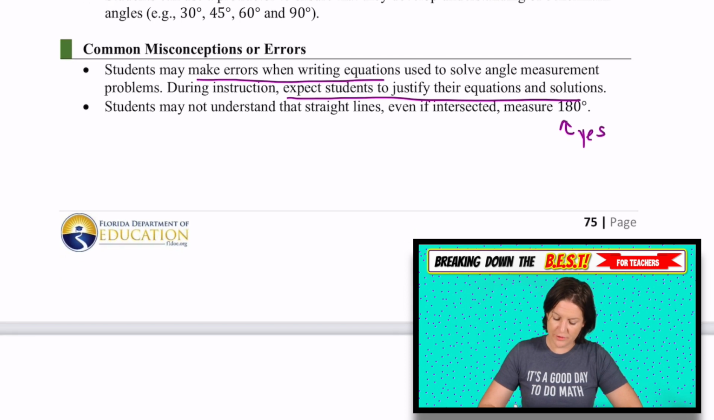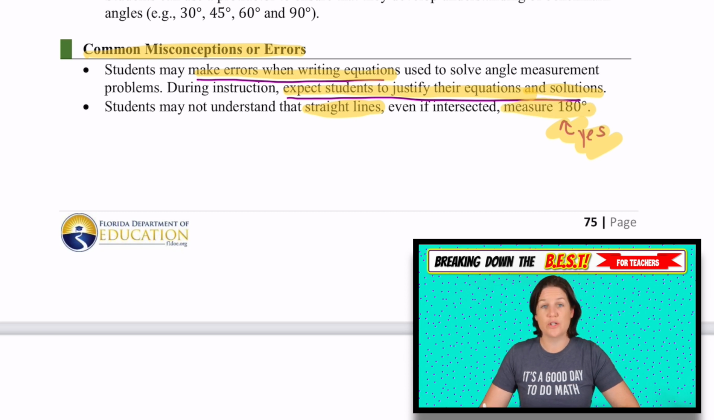Okay, for common misconceptions, it says that students may make errors when writing equations, and I said yes, and expecting students to justify their equations and solutions. They may not understand that straight lines measure up to 180 degrees, and for all of that I said yes, those are definitely common mistakes that students make.